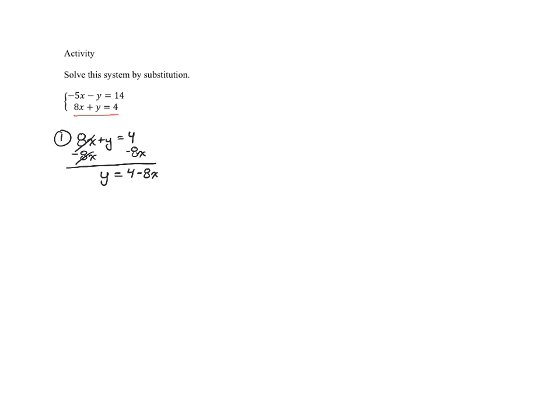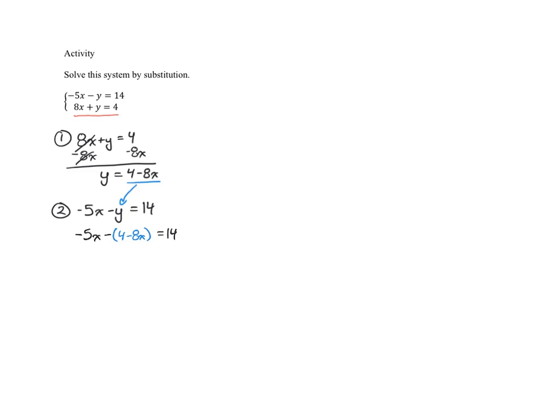So now what I can do is take this expression right here, 4 minus 8x, and substitute that into the first equation. So for step 2, I take my first equation, negative 5x minus y equals 14, and where I see y, I'm going to substitute the expression 4 minus 8x. So now this is going to become negative 5x minus, and I want to put my expression in parentheses because there's a minus sign before the y. There's a reason for that. We'll find out about it in just a second.